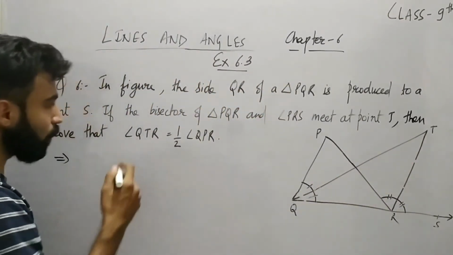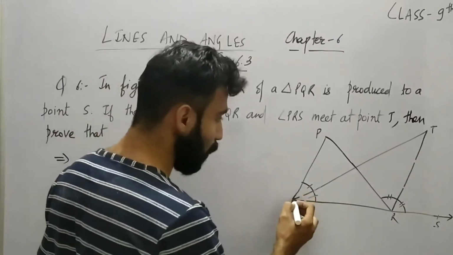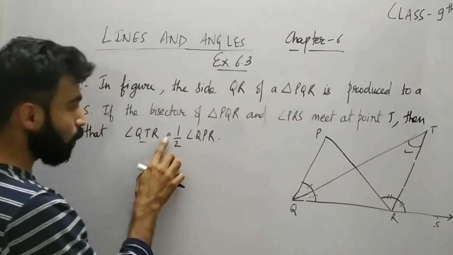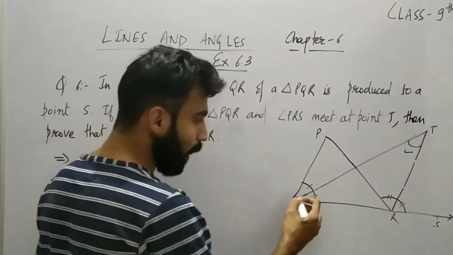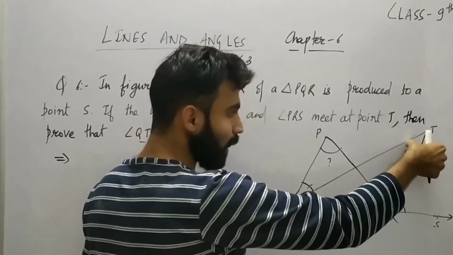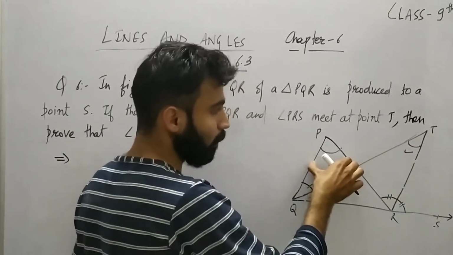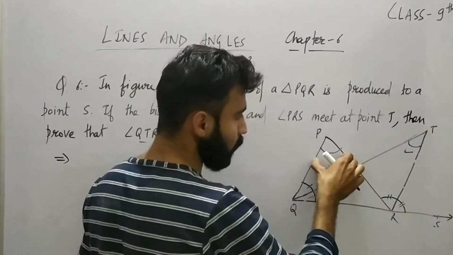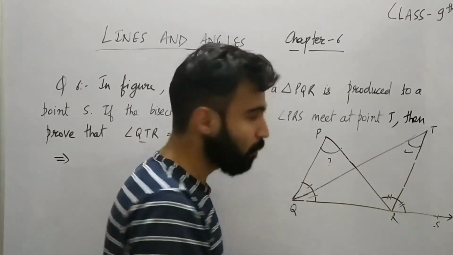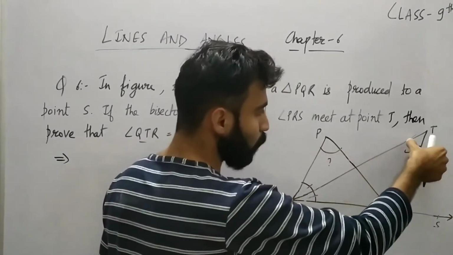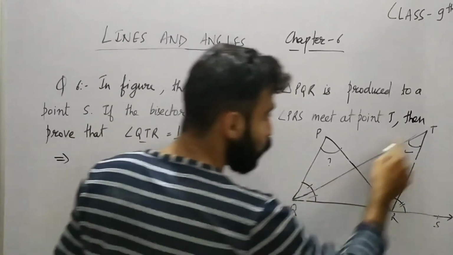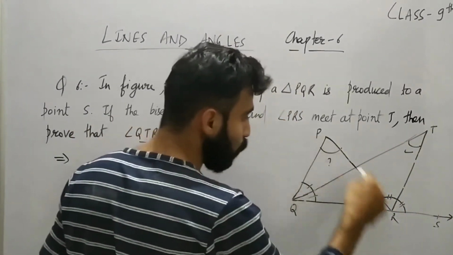So here what we have to prove is angle QTR. Let me just mark that, angle QTR. That means this angle is equal to half of angle QPR. So what you have to do is simply prove that this angle is half of this angle. If this is 30, then this angle is 15 degrees. Or if this is 60, then this angle is 30 degrees. So we have to prove that angle QTR is half of angle QPR.